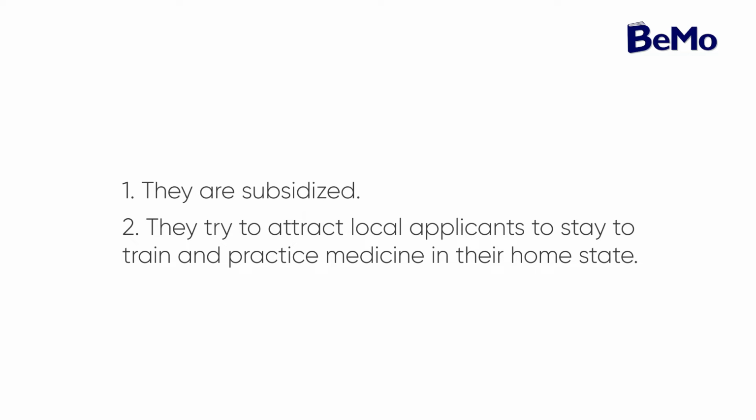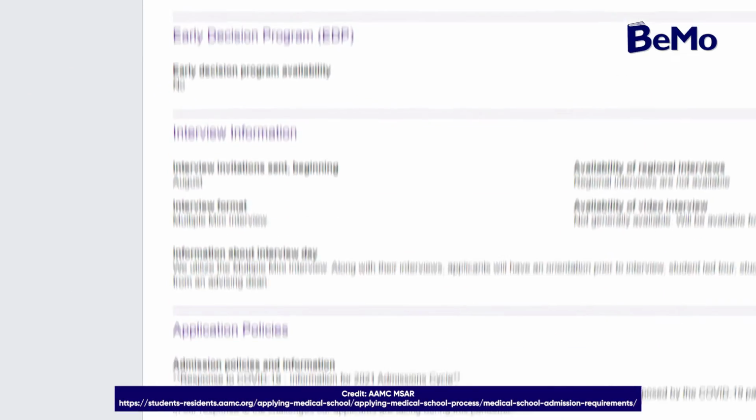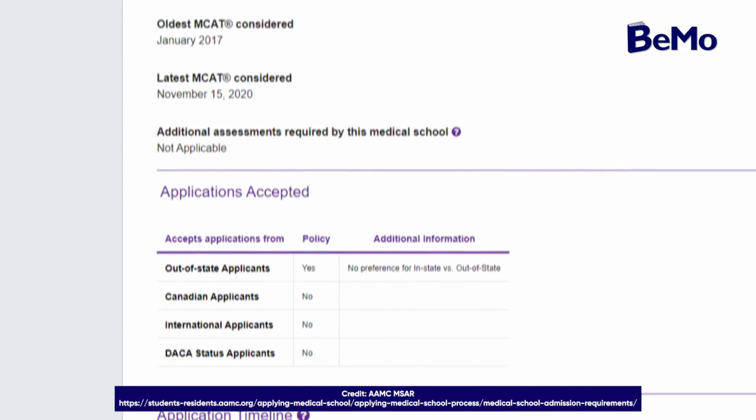Sometimes medical school websites are unclear whether they accept non-residents or international applicants. And this is where the MSAR database really comes in handy. If you're a Canadian applicant, MSAR can be a great source of Canadian-friendly US medical schools for you. International applicants are also encouraged to check which medical schools accept non-citizens before they make a list of their chosen programs. Let's take a look at the chart outlining the residency requirements of the Albany Medical College.